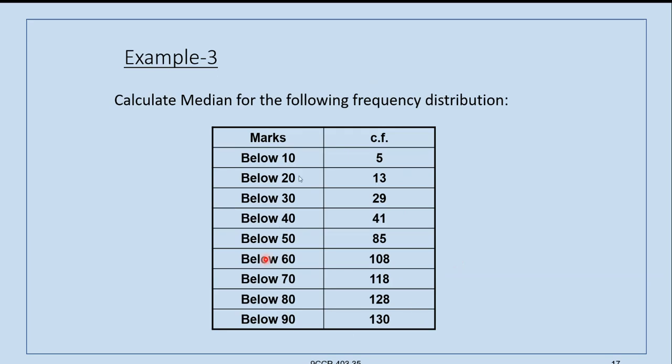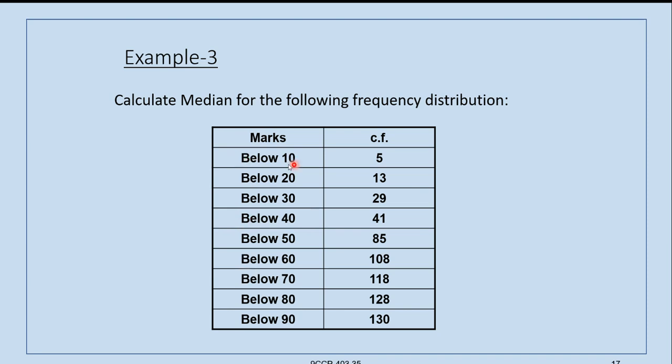We will take another example. Below 10 means less than 10, less than 20, less than 30, less than 40, less than 50, less than 60, and so on. Here the same example, the same solution we will take. Below means less than, the gap is 10. So the 10 is the lower limit of the second class interval. Likewise, we can convert this.